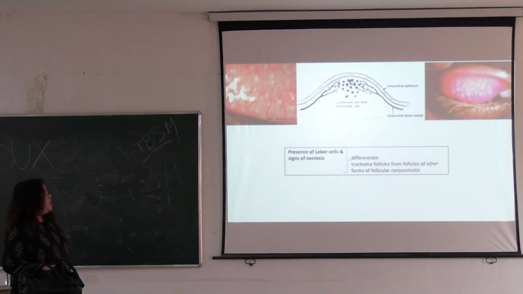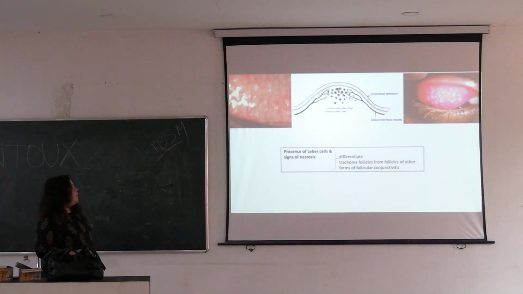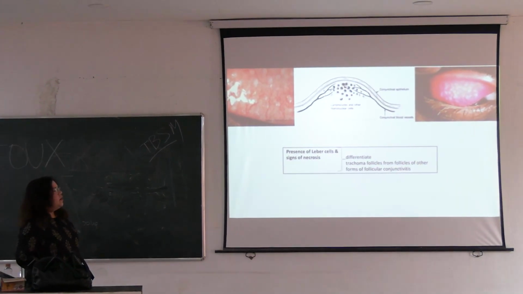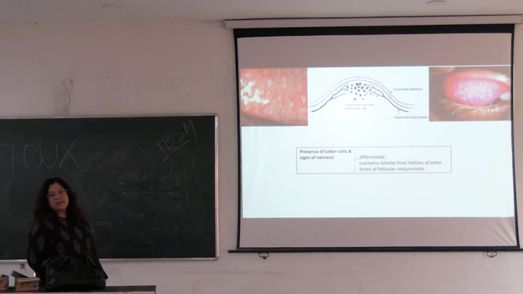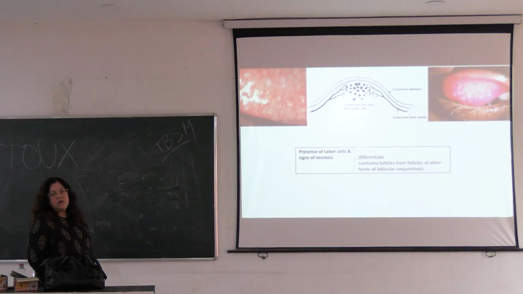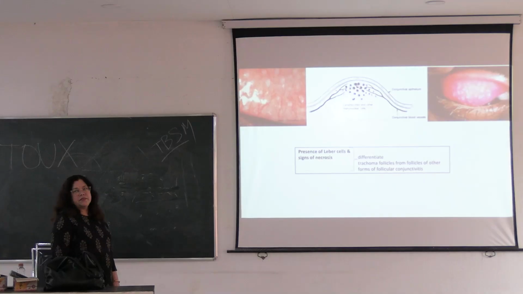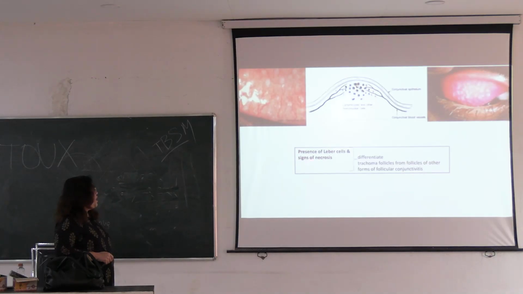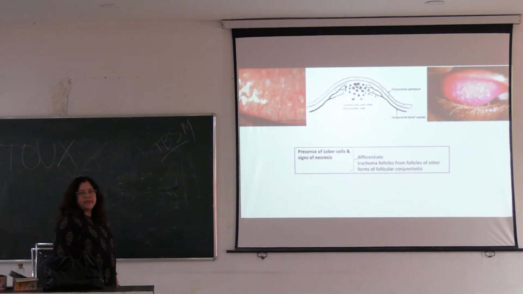So follicles are present in the upper tarsal conjunctiva, that's why it is a special type of follicular conjunctivitis. And this is the diagnostic point. If Leber cells are present and signs of necrosis are present, that is trachoma.